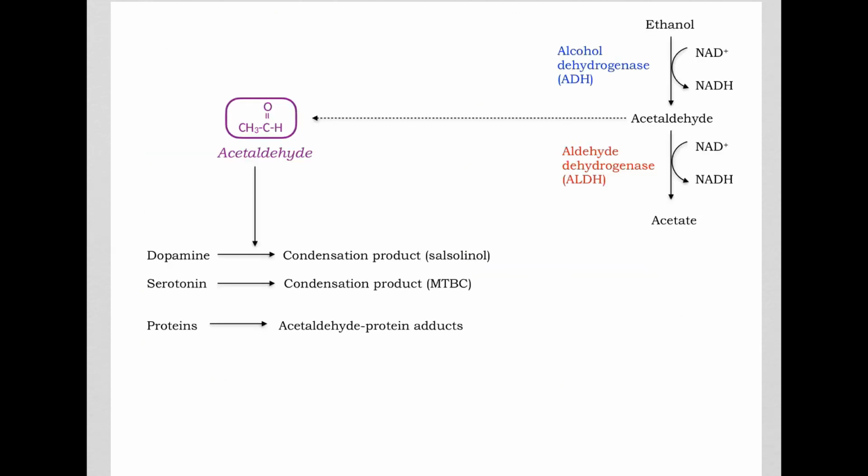Examples of some of the products that we see formed when acetaldehyde reacts with these amines are given here. Reaction of dopamine with acetaldehyde leads to condensation products, for example, salsolinol. Reaction of serotonin with acetaldehyde will give us a product called MTBC, and so on. Of course, the reaction of proteins with acetaldehyde will give you acetaldehyde protein adducts.